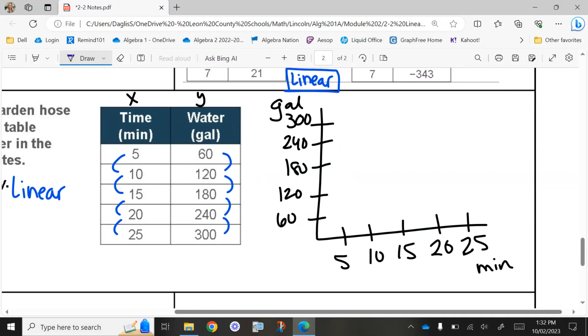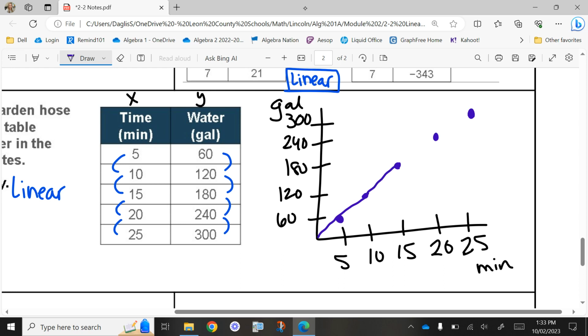Zoom in for you. All right, we said it was a line, so when I plot my points, I should hopefully see the shape of a line. 5, 60 is right here. 10, 120. 15, 180. 20, 240, and 25, 300. Did we get a line? Yes, we did. Can I connect those dots? Yes, we can.